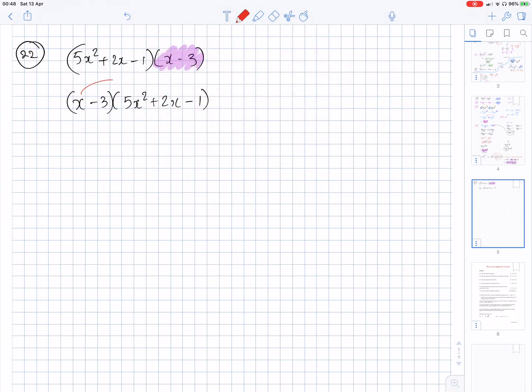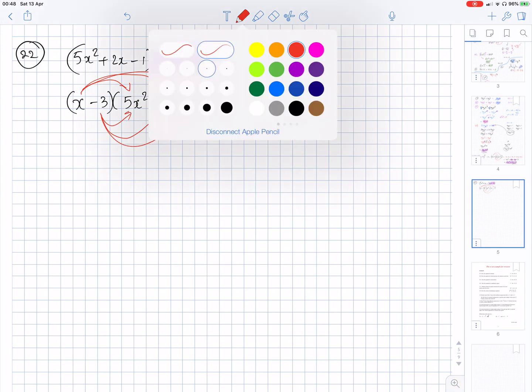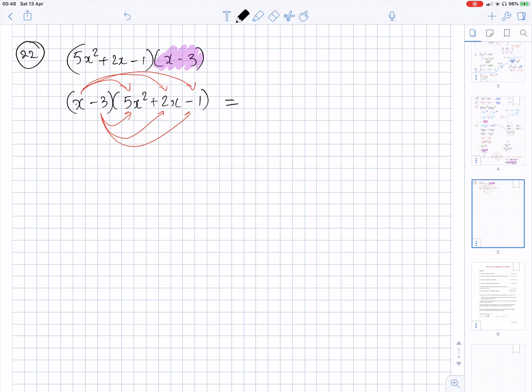Okay, so we're going to start with x times 5x squared and x times 2x, then x times a minus 1, then minus 3 times 5x squared, minus 3 times 2x, and minus 3 times minus 1, which comes up to x times 5x squared, plus, because there's a plus, 2x times x, minus, because that's a minus, minus x, and then we go to the minus 3, and it's minus 3 times 5x squared, minus 3 times 2x, minus 3 times minus 1.